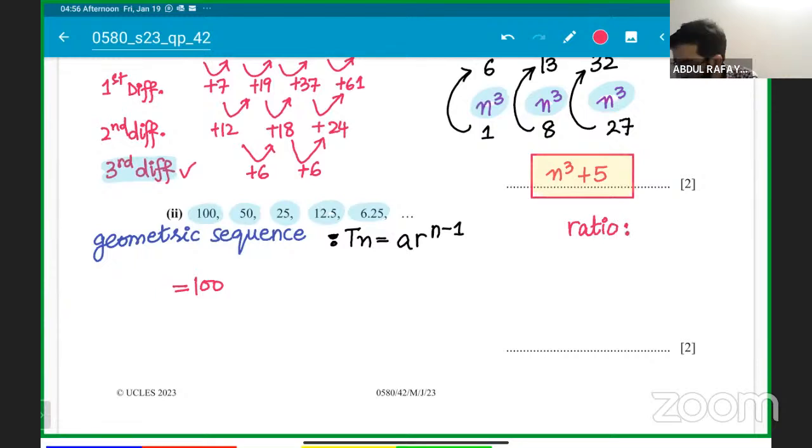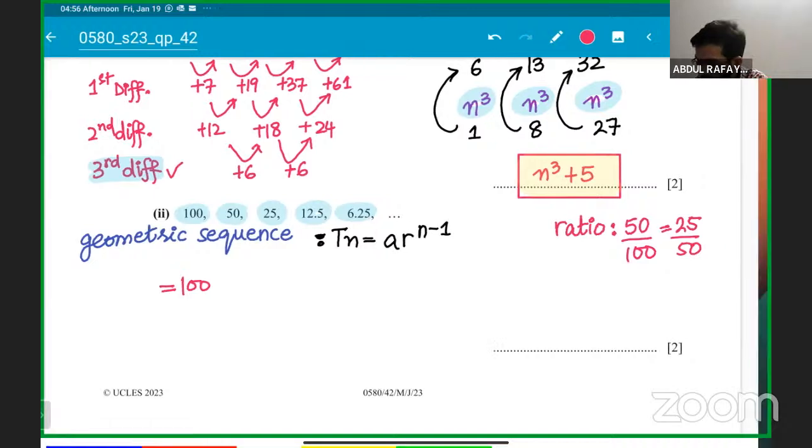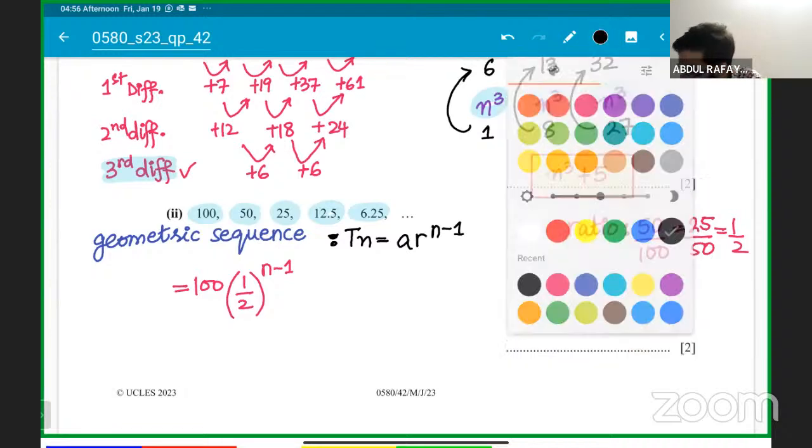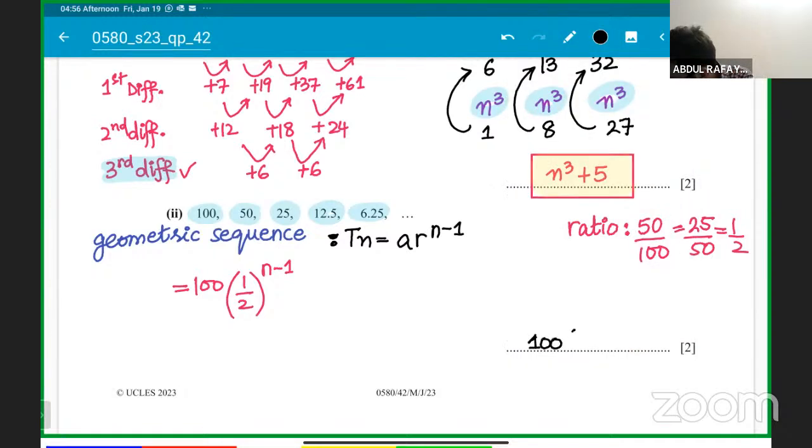There is a simple rule to find the common ratio: second term divided by first term, or third term divided by second term. Next term divided by the previous term. Everyone getting it? So everyone's answers will come out as half. So it's 100 times half to the power n minus 1. This is the answer. If you write this down as well, you will get the marks. If you want to simplify it, you can simplify. You will still get full marks, 2 marks. Okay, everyone got it? Clear?